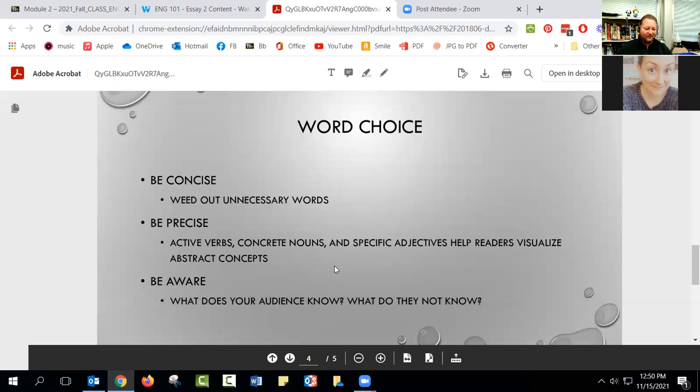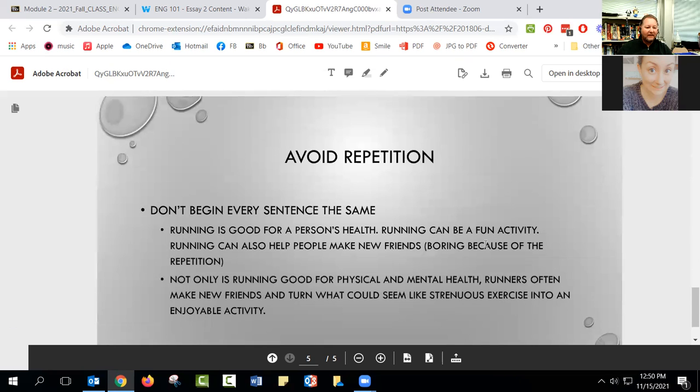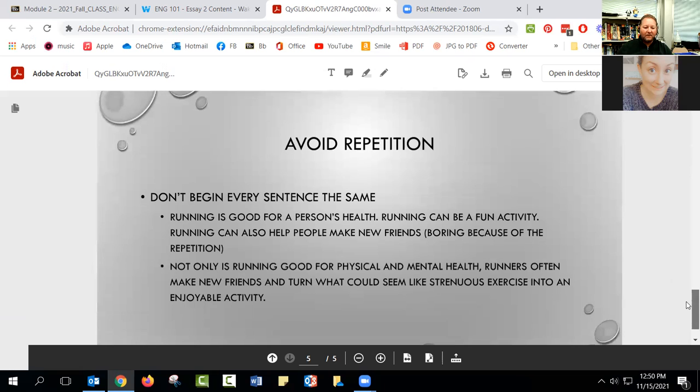There's no easy answer. There's no one thing fix-all for every single student, because every one of you writes differently. And you want to avoid repetition. This is sometimes the words themselves, sometimes it's the sentence structure, right? So I look at this first example. Running is good for a person's health. Running can be a fun activity. Running can also help people make new friends, right? This is boring because of repetition, right?